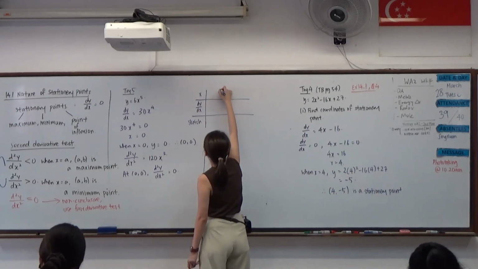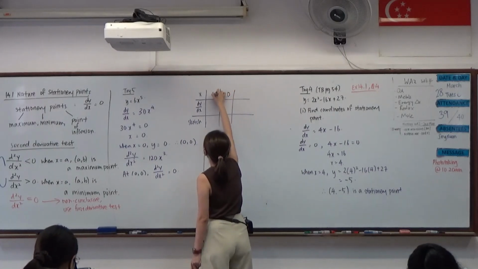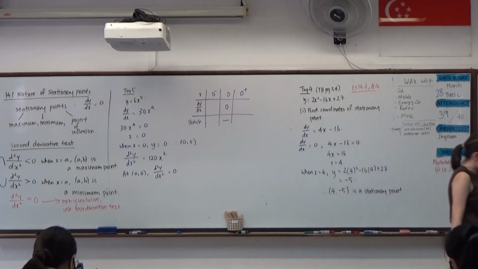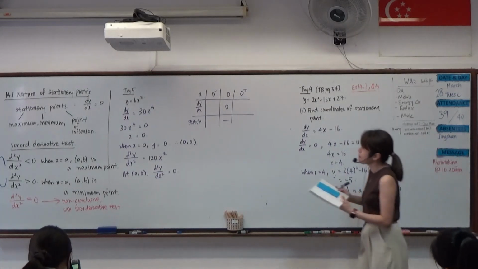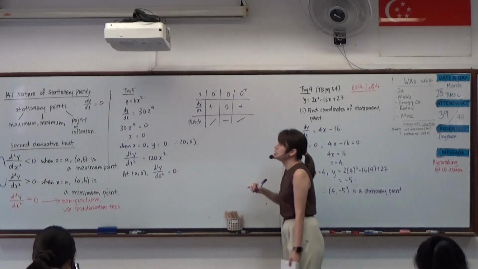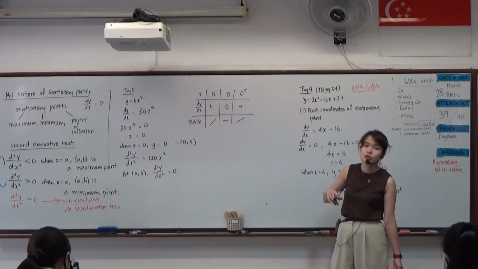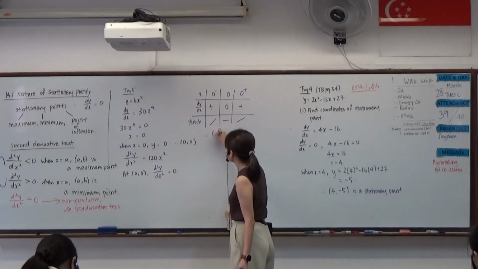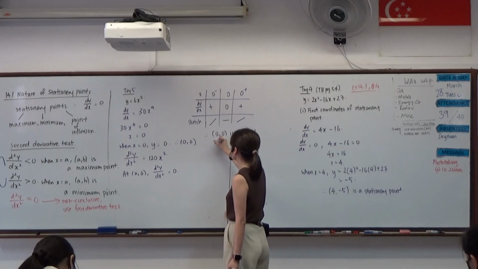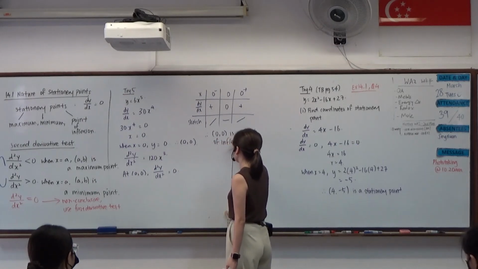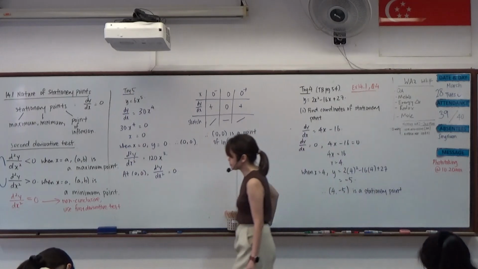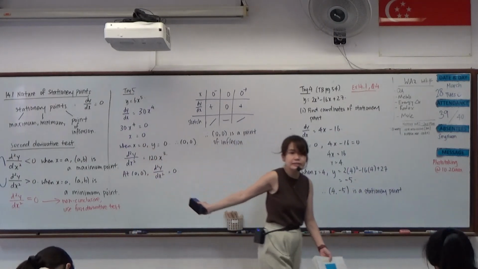Okay, so in this case, you will find that it is a point of inflection, such that your first derivative test shows this. And we conclude that 0, 0 is a point of inflection. Okay? Are we all able to get this?